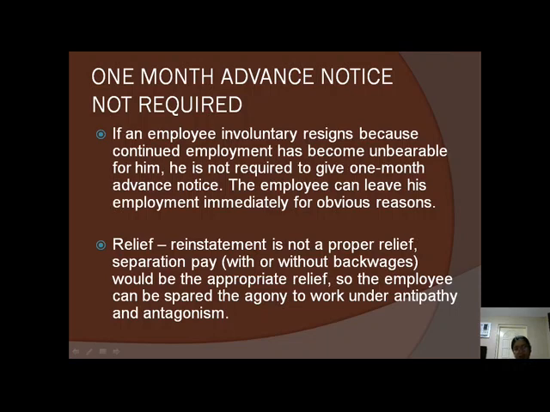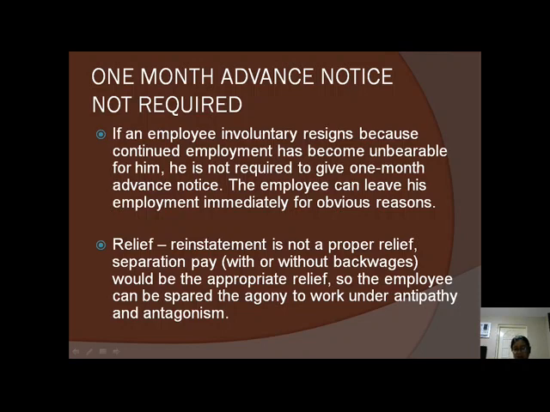If an employee involuntarily resigns because continued employment has become unbearable for him, he is not required to give 1 month advance notice. The employee can leave his employment immediately for obvious reasons. So the relief that the employee can have is, of course, reinstatement is not a proper relief, no? But separation pay, with or without back wages, would be the appropriate relief so the employee can be spared the agony to work under antipathy and antagonism.